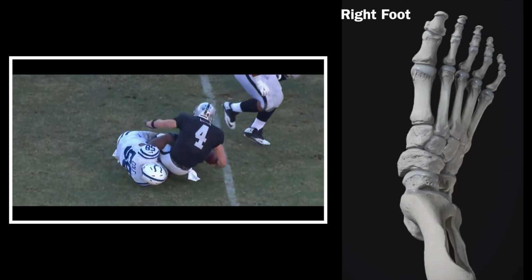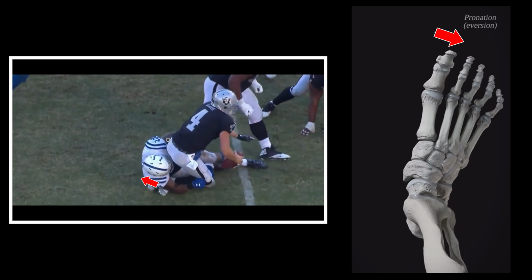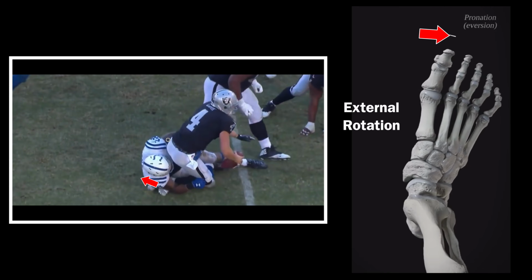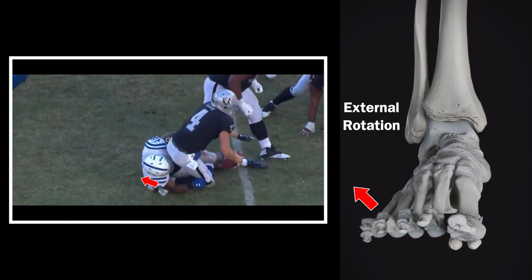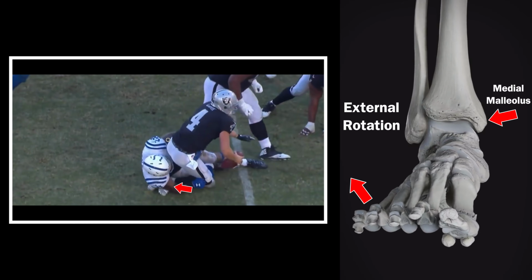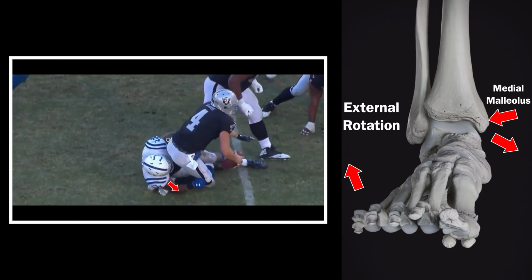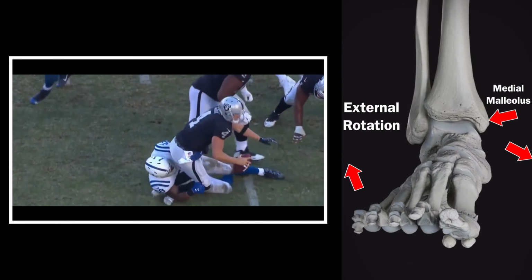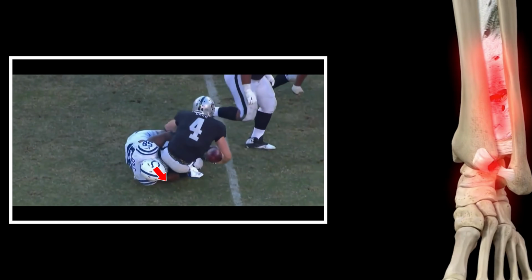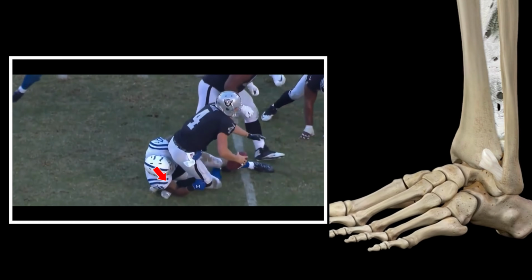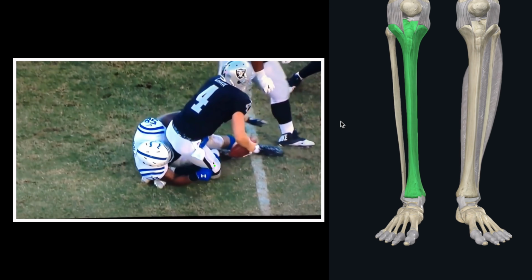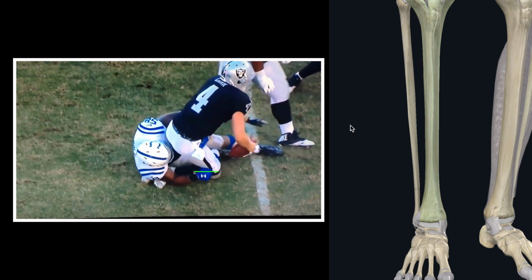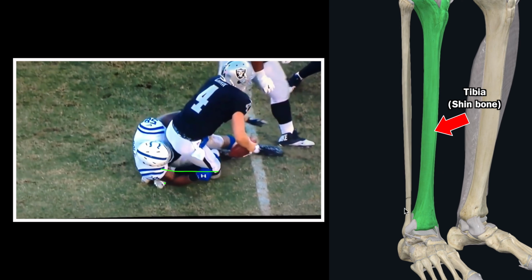As Carr is being twisted around, the right foot is in a pronated or externally rotated position, and the inside of his ankle, or the medial malleolus, is falling inwards. This is occurring before all 270 pounds of Trent Cole falls on the lateral side of Carr's ankle. If we orient ourselves to Carr's tibia, or shin bone, it is facing down towards the ground as his foot is being pointed laterally to the outside.